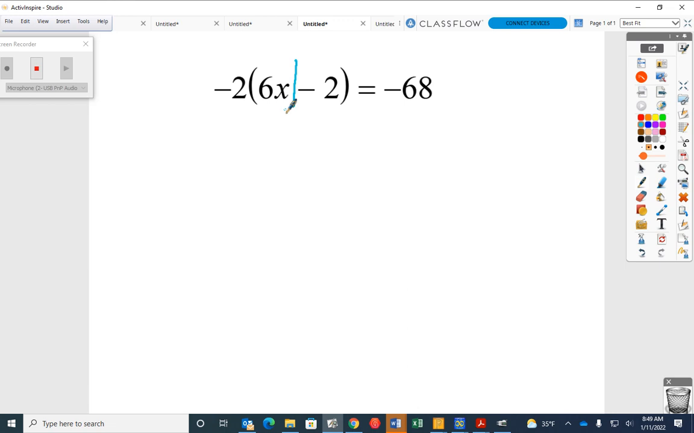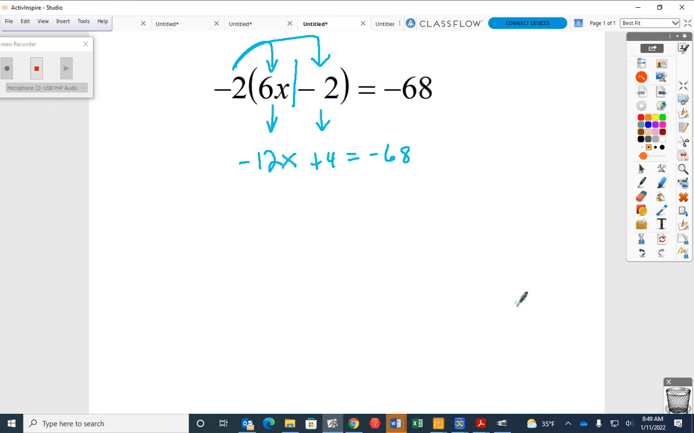Now we're going to take whatever's outside. In this case, it's this negative 2. And we're going to multiply times this. What's negative 2 times positive 6x? Negative 12x. And what is negative 2 times negative 2? Positive 4 equals negative 68. Now, what we have done is eliminated the parentheses.